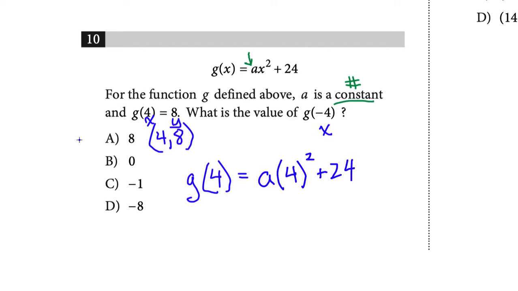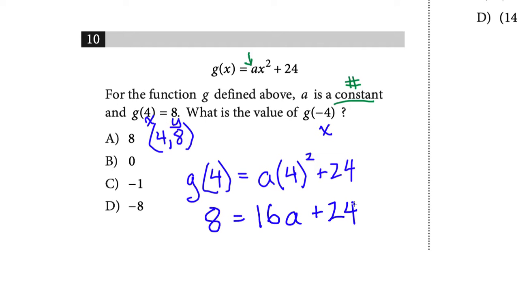But I also know what g of 4 is equal to. What is g of 4? It just told us on this line right here. G of 4 is, Jose? 8. It's 8. So change this left-hand side to 8. And on the right-hand side, 4 squared, shout it out, everyone, is 16. So that means 8 is going to be equal to 16, and I can't do anything with the a yet, so I'm going to leave a. 16a plus 24.